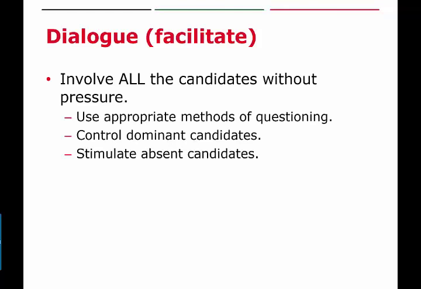So you have to use the flip chart or the blackboard or whiteboard appropriately. And then you have to conduct your session and you have to involve all candidates without pressure. So use the appropriate methods of questioning, and I will address that later on. You have to control dominant candidates and you have to stimulate absent candidates. And you have to balance involving all candidates, and you have to do that without too much pressure, because sometimes some adults, they don't like discussing too much or talking too much.